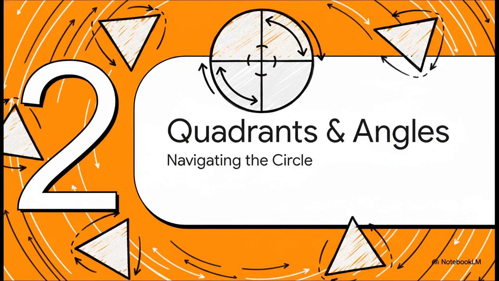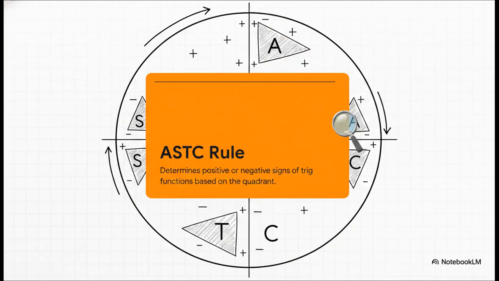Moving right along to level 2, quadrants, circles, and angles. To navigate this circular map without getting completely lost, we first need to lay down our boundaries using what's known as the ASTC rule. Depending on exactly where your triangle lands as it sweeps around that circle, certain functions are going to be positive and others are going to flip right over to negative.